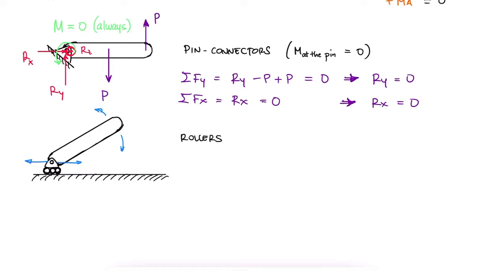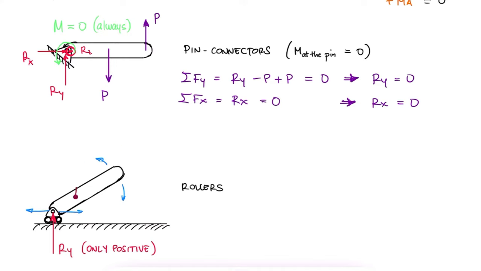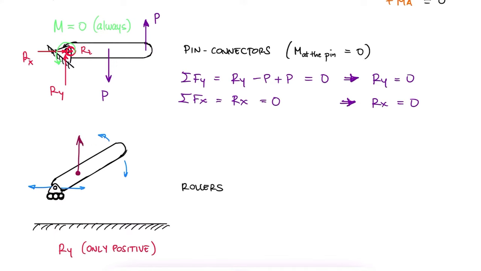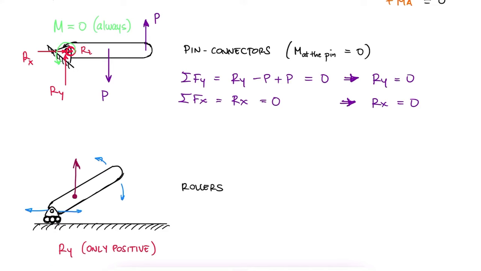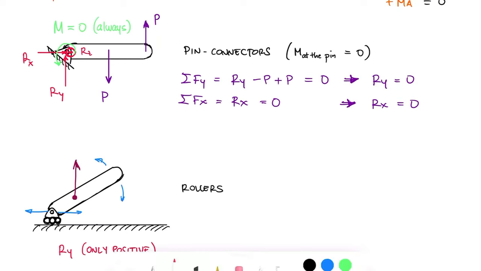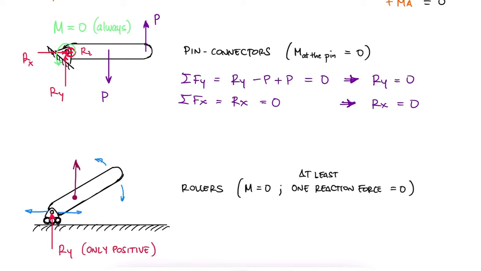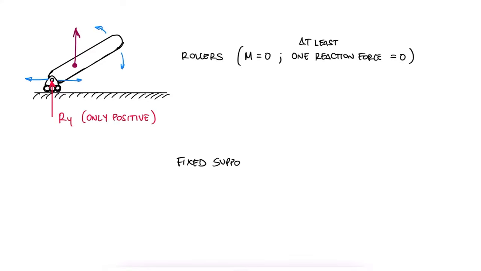Additionally, the reaction force in the perpendicular direction will only exist as a typical normal force from physics in the direction from the surface to the body. If the roller and member are being pulled away from the surface, the reaction force will not magically pull it back to the surface. And since we see the same hinge-like piece as the pin connectors, there won't be any reaction moment either. Finally, there is the fixed supports.